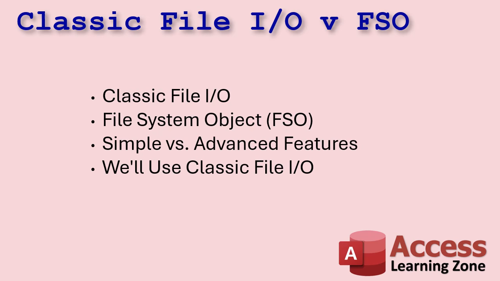Think of classic file I/O as a basic screwdriver. It does one job, but it does it very well. File System Object is like a full toolbox with wrenches and sockets and power tools and all that stuff. So for today's lesson, all we need is a screwdriver. So we're going to use classic file I/O.